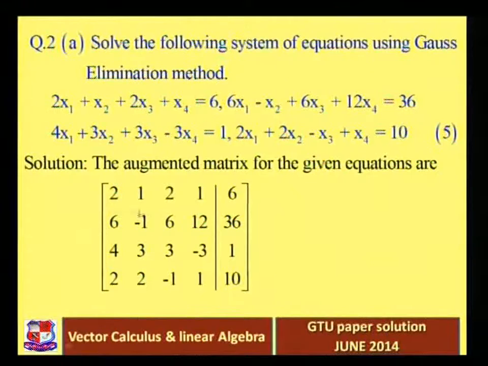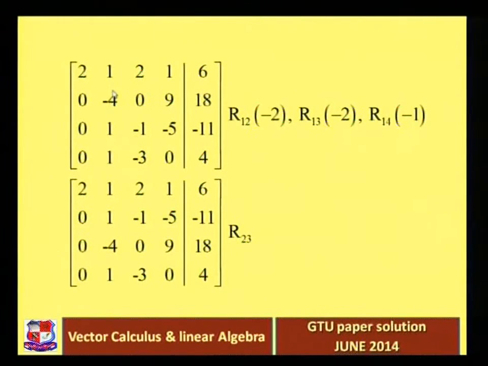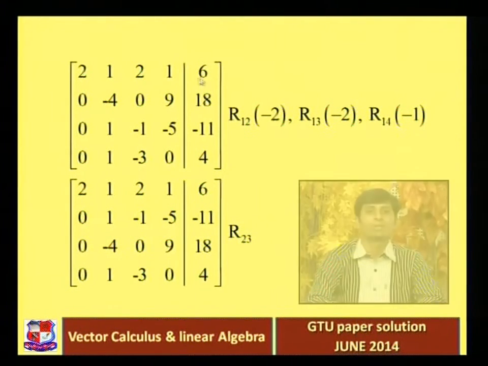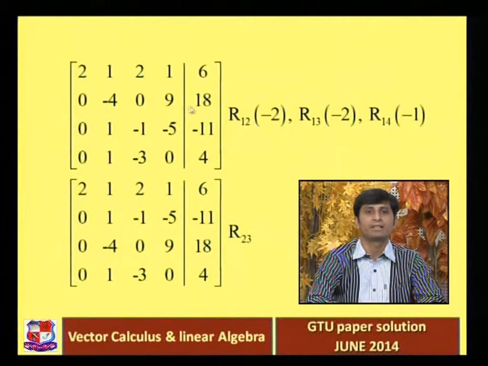Now we have to convert this matrix into a row echelon form matrix, so that's why we are multiplying the first row by minus 3 and adding into the second row, then multiplying the first row by minus 2 and adding into the third row, and then multiplying the first row by minus 1 and adding into the fourth row. So finally we get this augmented matrix: 2, 1, 2, 1, 6, 0, minus 4, 0, 9, 18, 0, 1, minus 1, minus 5, minus 11, and then 0, 1, minus 3, 0, 4.